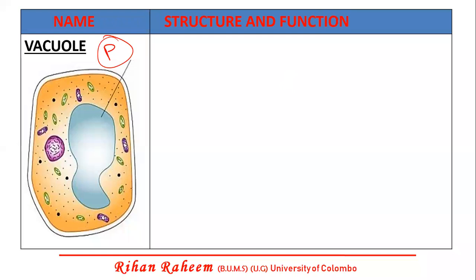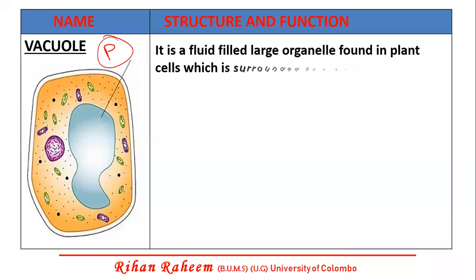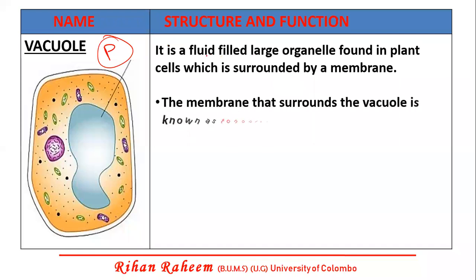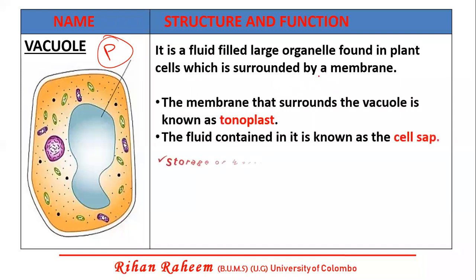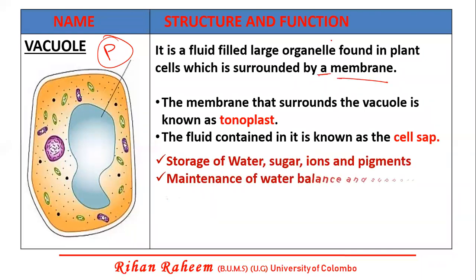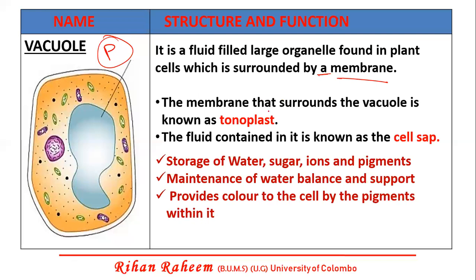Okay. So when you look at the vacuole, it is a fluid-filled organelle found in the cell, which is surrounded by a membrane. A membrane means one membrane. The membrane that surrounds the vacuole is given a special name, tonoplast. For all the others, we don't give a name for the membrane, but for this one we give a special name, tonoplast, and the fluid which is here, we give another name, cell sap. Inside is cell sap, outside is tonoplast. Total, it is known as the vacuole.